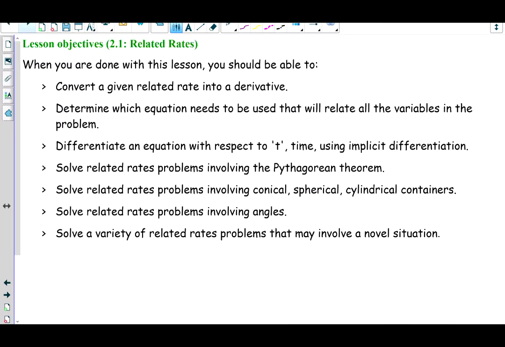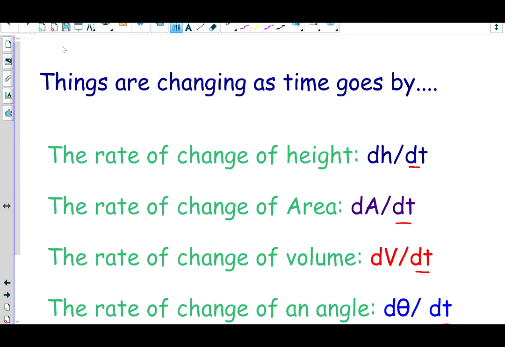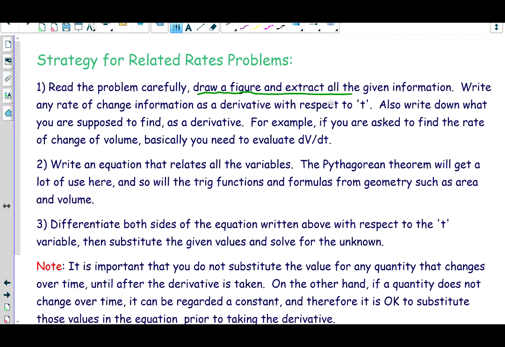And typically for these questions, here are some good strategies that you can follow. Always start with a figure, extract the given information from the problem, assign variables for the unknowns, just like your typical word problems, right? But then don't forget for these questions that the derivative is always taken with respect to the time variable. So if something is changing as time goes by, you're going to write that as a derivative with respect to t. And also make sure you write down the goal. What are we trying to find here? That typically is going to be a rate of change, so write that as a derivative.